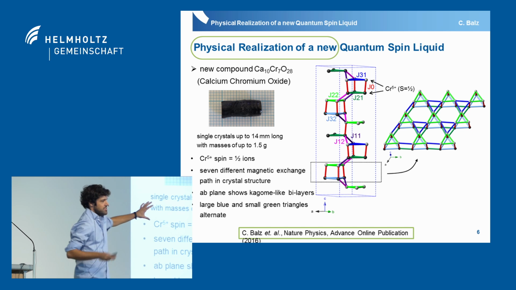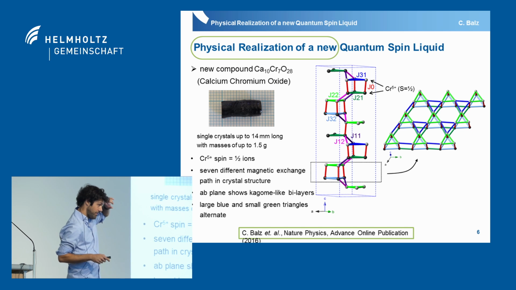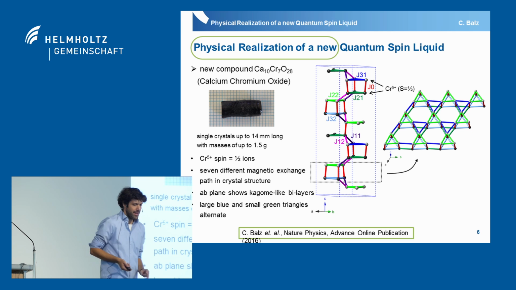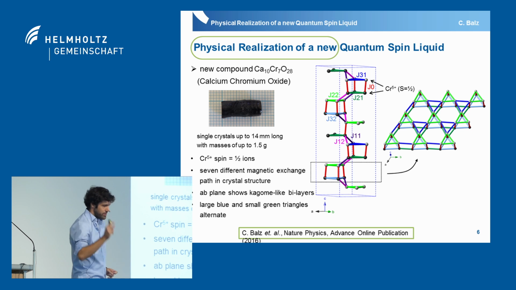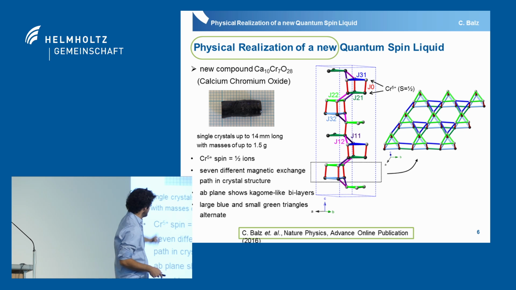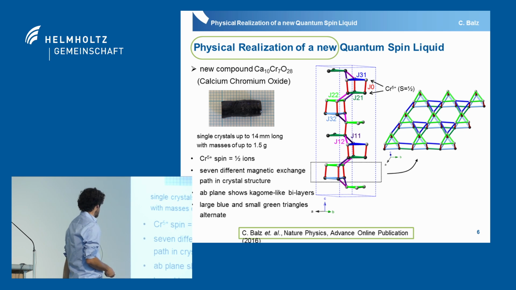Now you see we don't have this simple arrangement of just perfect triangles anymore. In reality, things usually are more complicated. What we have here are the balls, which are chromium 5+ atoms, so they have one electron in the outer shell, and they have this spin half small magnetic moment. They are coupled with a lot of different interaction paths, actually up to 7. They are shown by the different colors and labeled with the different J numbers.